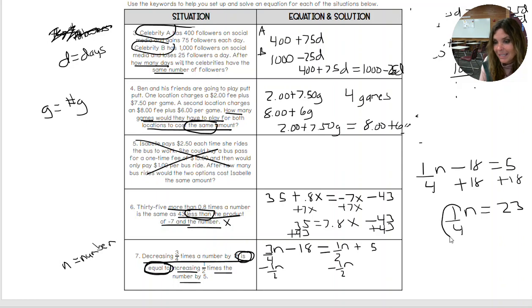Because this variable is getting multiplied by 1/4, in order to get that alone, we have to use division. So we're going to take the 23, put that in our calculator, divide by 1/4, and that is going to give us n equals 92.